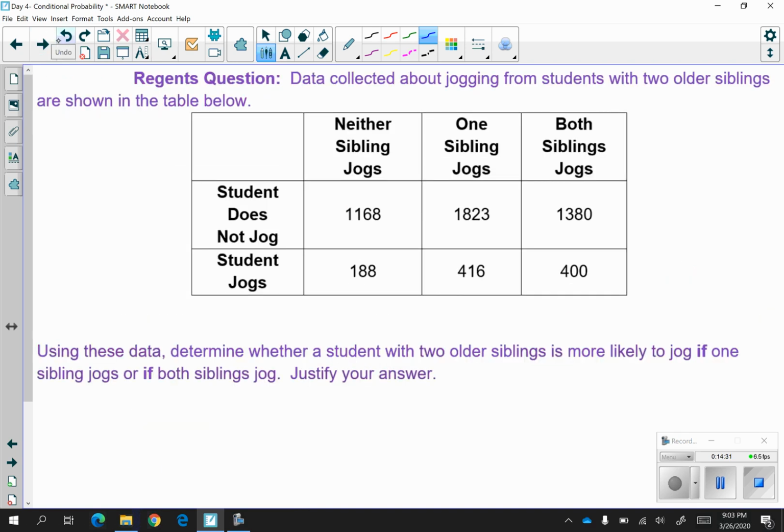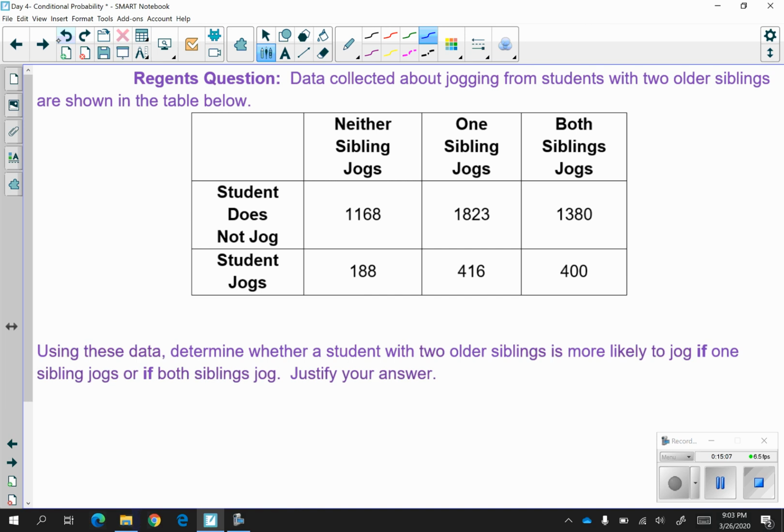Let's try another regions question. So just looking at this one, you should notice that the totals aren't there either. You can go put them all in to begin with, or you can figure them out later, whatever you want. So using the data, determine whether a student with two older siblings is more likely to jog if one sibling jogs or if both siblings jog, and they want you to justify your answer.